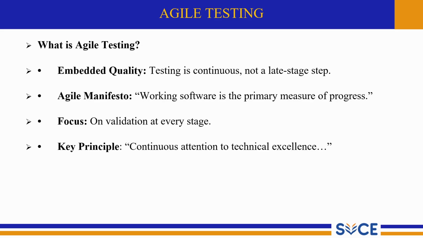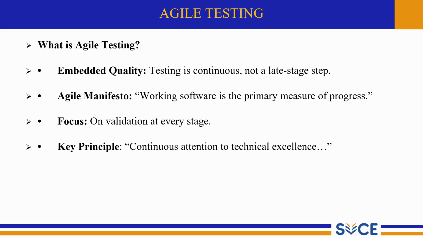Key principles. Technical excellence. Agile testing follows the principle of continuous attention to technical excellence. This means that teams focus not just on finding bugs but also on improving the design, writing clean code, and using automation to maintain long term quality. This leads to sustainable and scalable products. So, agile testing is not just about finding bugs, it is about building quality from day one and delivering working software faster.